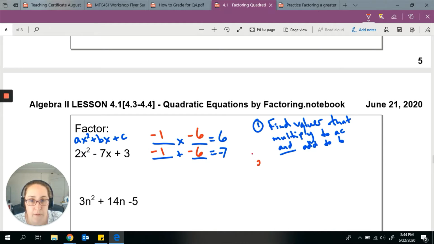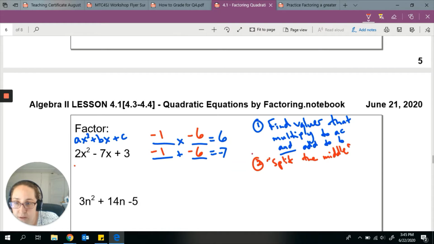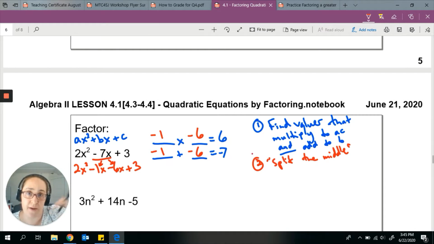Now the second step is what I call split the middle. This whole thing is called the English method, and this is a method used for factoring any factorable quadratic. What I mean by split the middle is I'm going to take the original expression, and this middle term I'm going to split into the two numbers that I just found. It doesn't matter the order you put them in, so I could say -6x and -1x. And then our third step, we're going to factor by grouping.